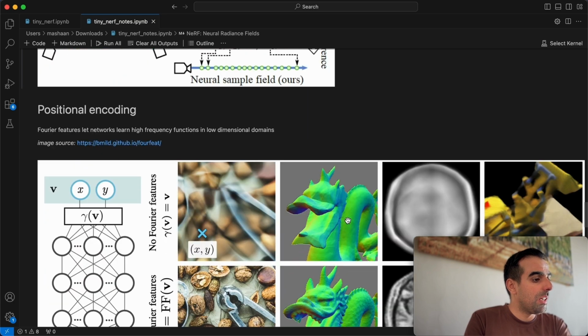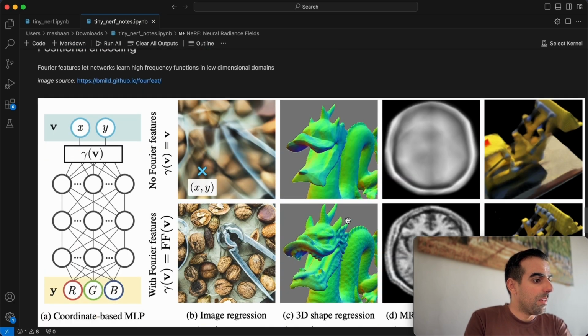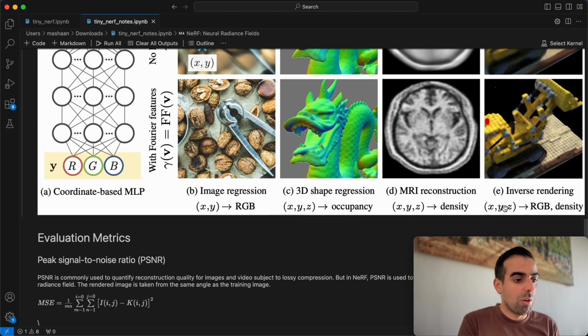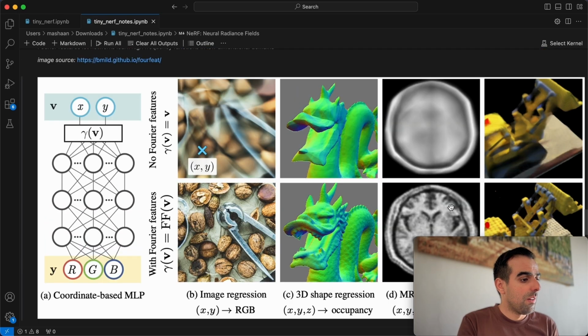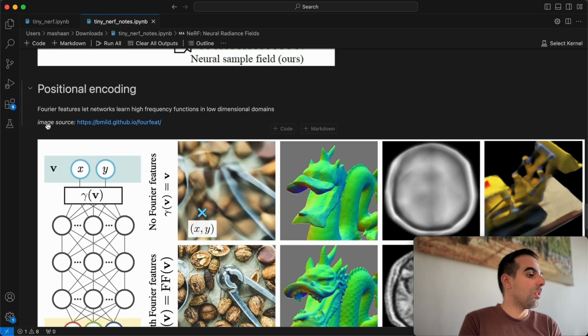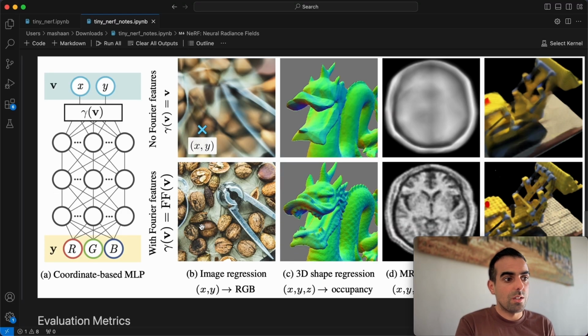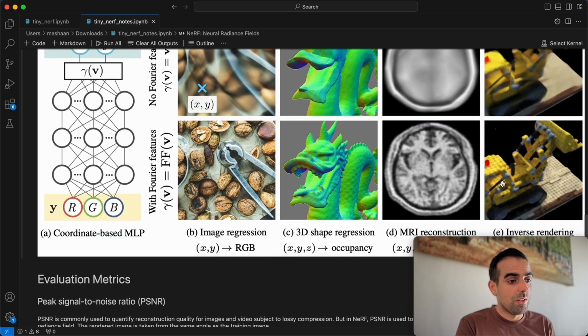Also, it's important to mention that in NeRF implementation, they are not passing the XY coordinates to the network. They are basically passing the positional encoding of these coordinates. I took this figure from a paper called Fourier Features Let Networks Learn High Frequency Functions in Low Dimensional Domains, where they showed that if you take the coordinates directly, you cannot perform vision tasks well, but if you apply Fourier features, you can achieve good results.